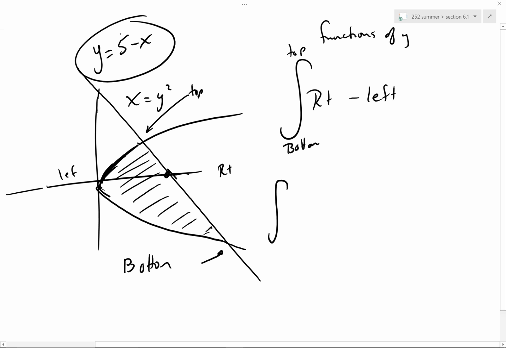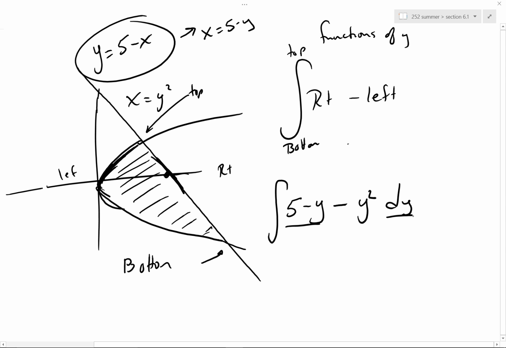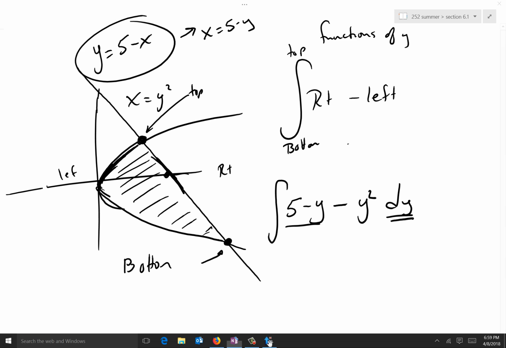So my function of y, this is not a function of y. I need to convert it. It is going to be now a function of y. So it's going to be 5 minus y minus y squared, because the line is on the right hand side and the x equals y squared is on the left hand side. Notice this time it's going to be dy, which means that I'm not looking for x values of these points, I'm looking for their y values.